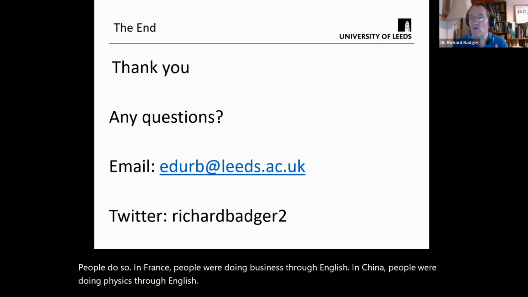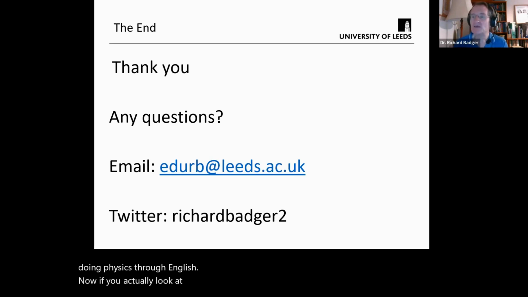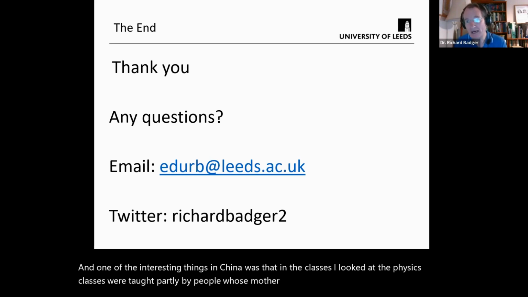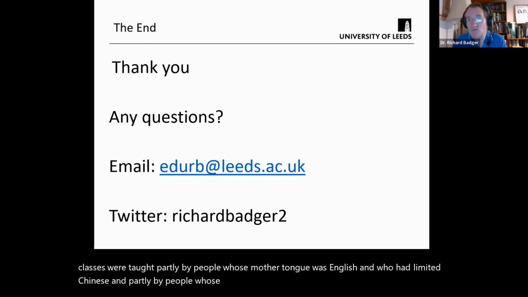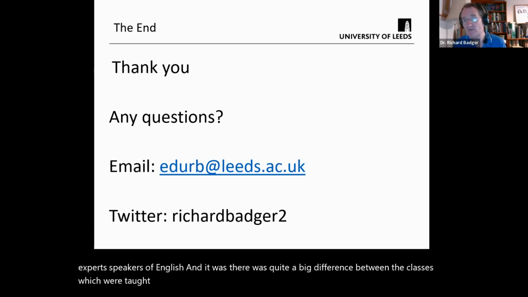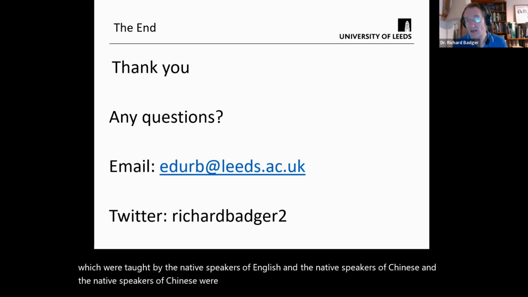Now, if you look at what happens here, this creates quite a lot of stress for the teacher. One of the interesting things in China was that in the classes I looked at, the physics classes were taught partly by people whose mother tongue was English and who had limited Chinese, and partly by people whose mother tongue was Chinese and were expert speakers of English. There was quite a big difference between the classes taught by the native speakers of English and the native speakers of Chinese. The native speakers of Chinese were using a reasonable amount of Chinese in the classroom.